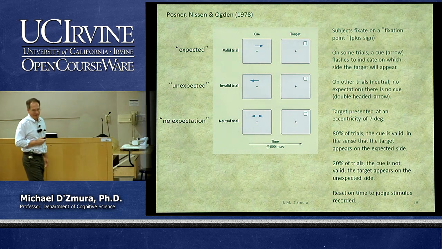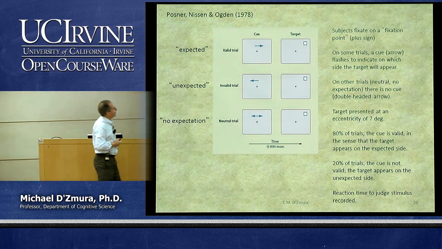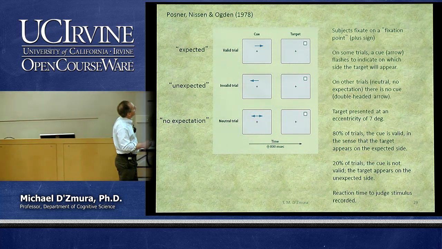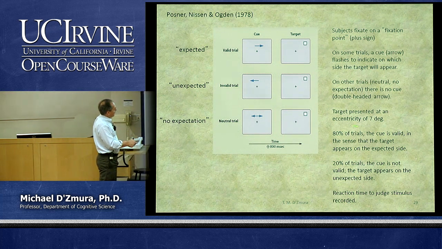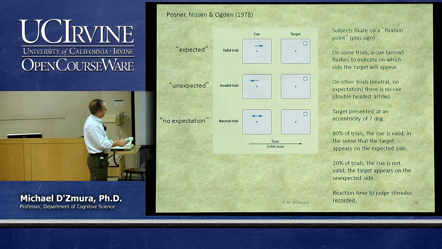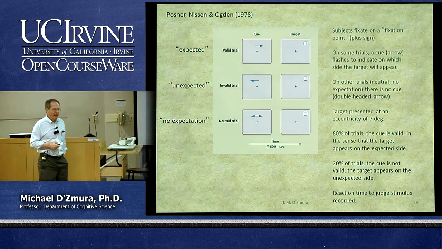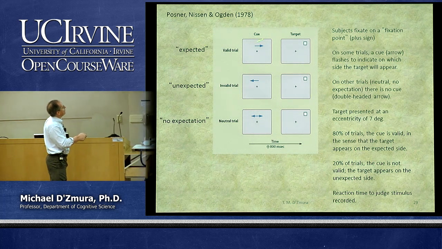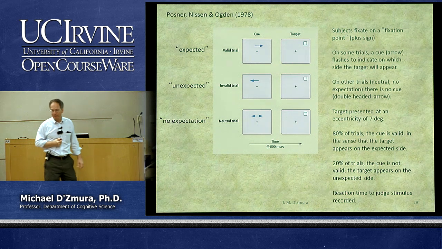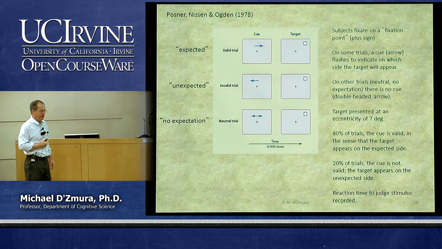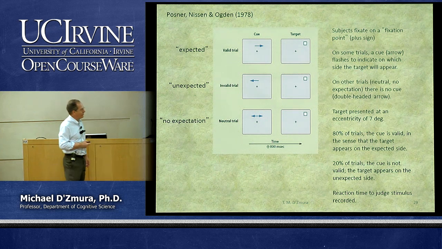It's up to you to figure it out. So we're not really being cued as to which side something is going to appear on. There are three kinds of trials. On 80% of the trials in the experiment, the cue is valid. That means in the vast majority of trials, the arrow is pointing in the direction that the target will show up. So it makes sense to pay attention to the arrow, because 80% of the time it is a valid cue.